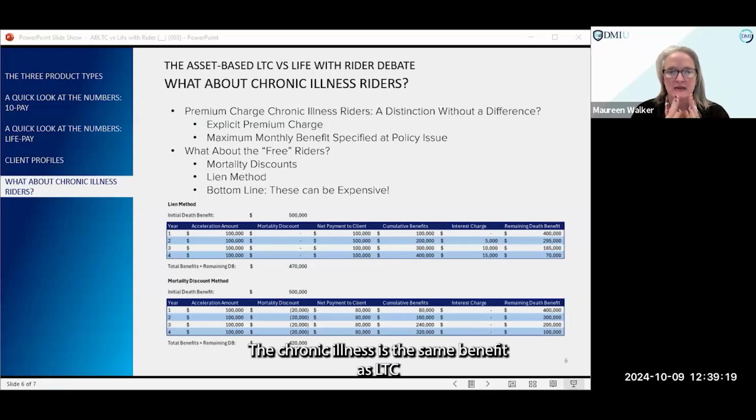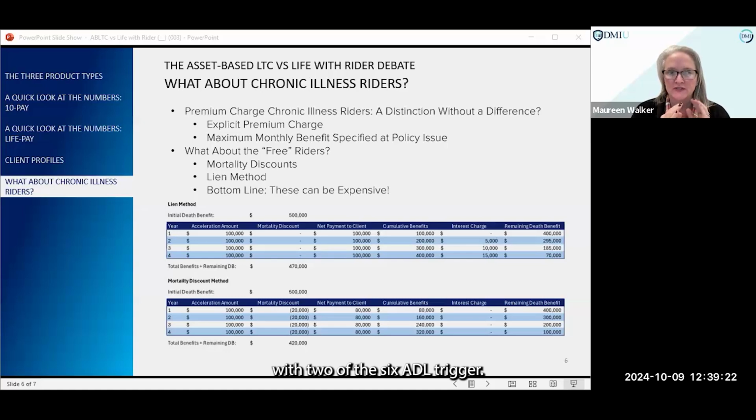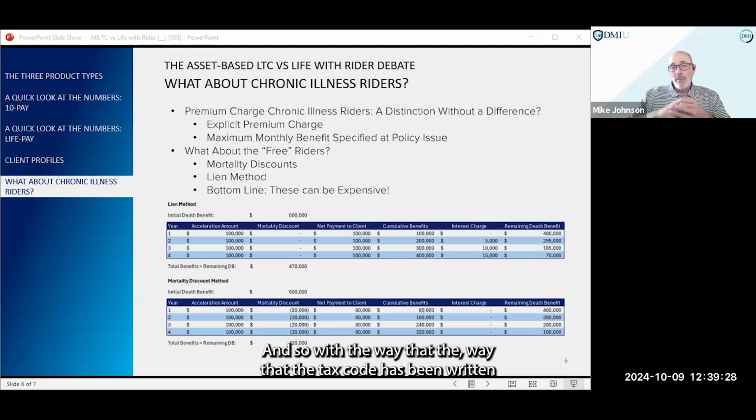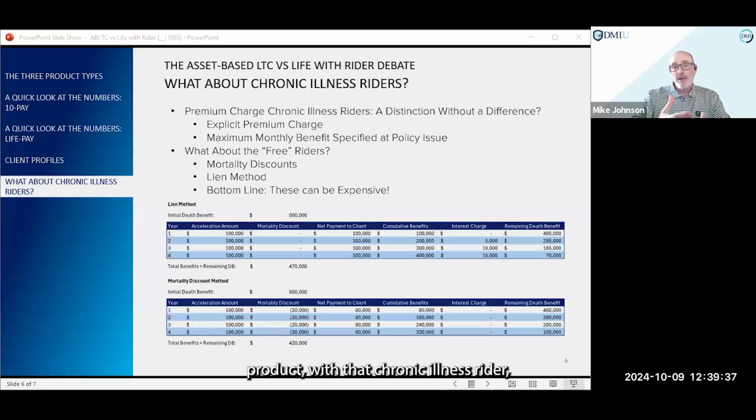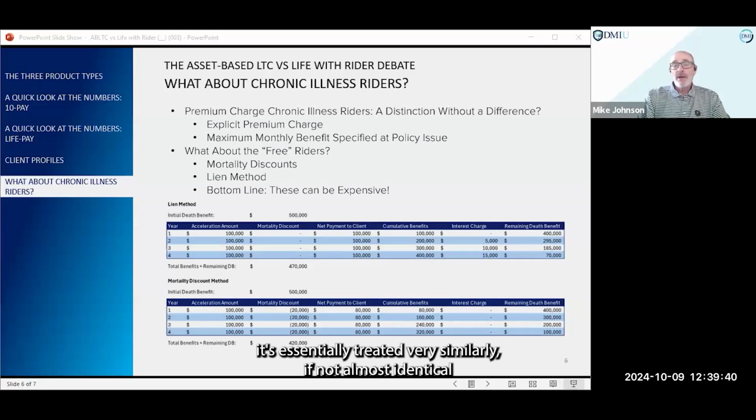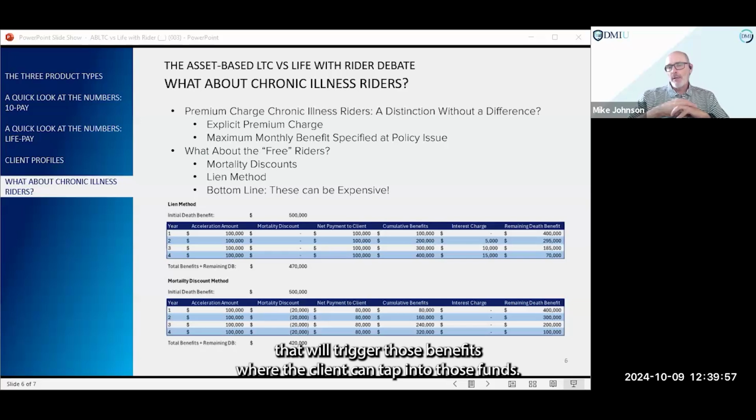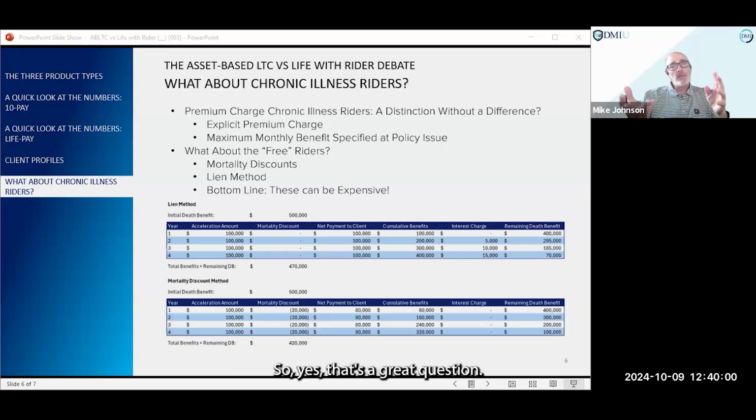Can we talk a minute about the chronic illness, right? The chronic illness is the same benefit as LTC with 2 of the 6 ADL trigger? Yep, that's right. And with the way that the tax code has been written over the years, one of the big advantages with many life insurance products with that chronic illness rider is that it's essentially treated very similarly, if not almost identical, to what you see with a traditional long-term care rider. So you're right. If there's the 2 of the 6 ADLs that cannot be met, or if there's significant enough cognitive impairment, that will trigger those benefits where the client can tap into those funds. So yes, that's a great question.